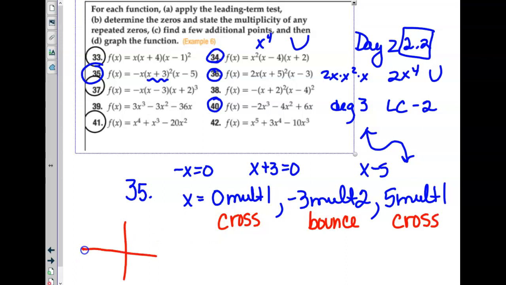So if I were to attempt to graph this now, by the way, this one was a degree 4 with a negative leading coefficient, so both ends are down. So at 0, it's going to cross. At -3, it's supposed to bounce. And at 5, it's supposed to cross. So it starts from down here because of the leading coefficient. It bounces, crosses, crosses. All right, does that help you understand those directions and what you're supposed to be doing there?